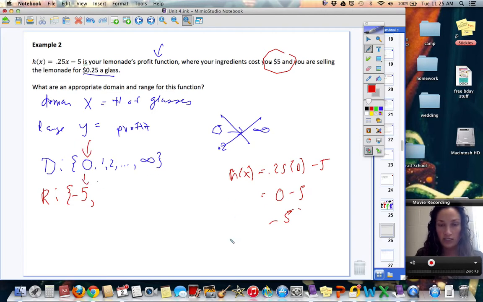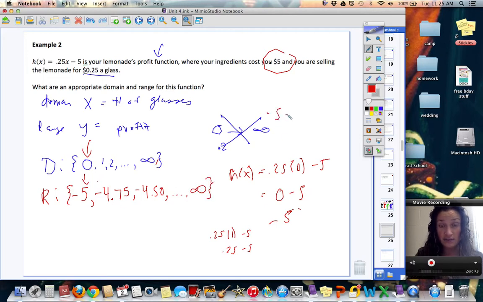If I sell 1 cup, 0.25 times 1 minus 5, that's 0.25 minus 5, so I would be down $4.75. If I sell 2 cups, I would be down $4.50. It would keep going this way all the way up until infinity. If I sell infinity cups, I would have infinity dollars, but it goes in this pattern. So I'm going to go still to infinity.